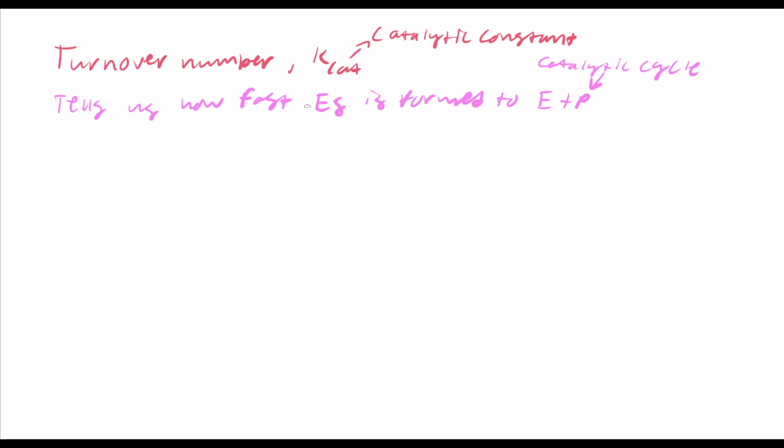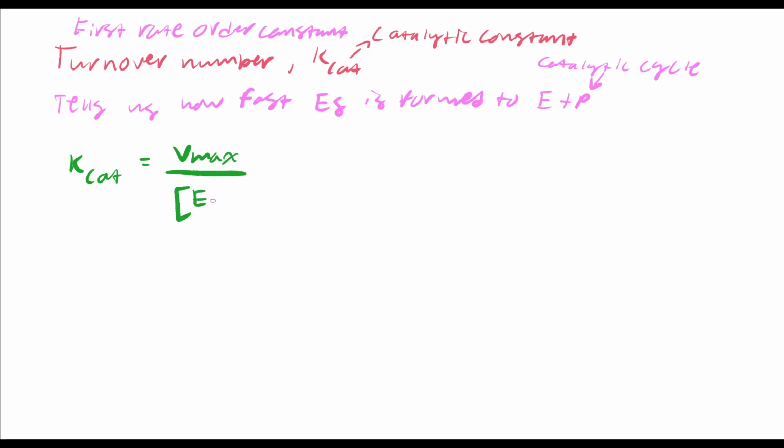This is a first order rate constant. So it's only dependent on one variable, okay? Essentially what it is is as follows right here, that the catalytic constant, okay, is equal to the maximum velocity divided by how many enzymes are present, okay? So this is the total enzyme concentration.